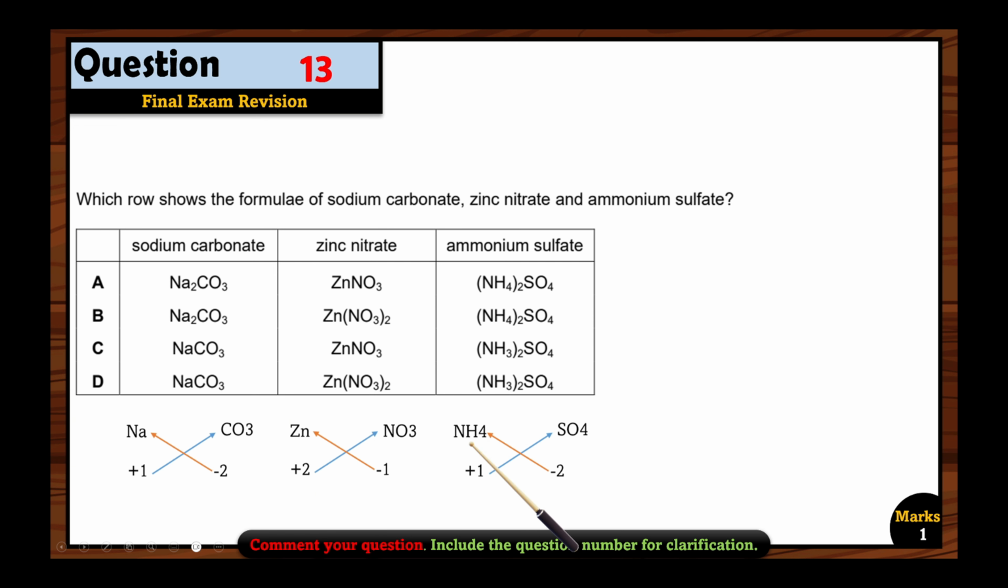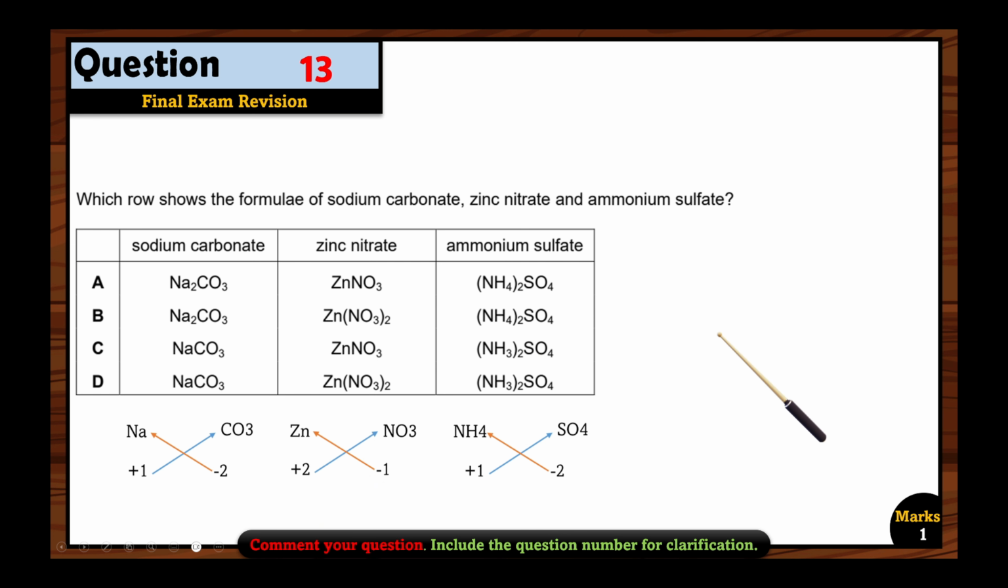And let's see ammonium. Ammonium has +1 charge. You have to remember this. And sulfate always has a -2 charge. So when they cross each other, NH4 will have the brackets and we will write the 2 outside, right? And for the sulfate, nothing will come here because it's just 1, right? So 1 will go here. So the formula is (NH4)2SO4. So which option is right? B option is right.